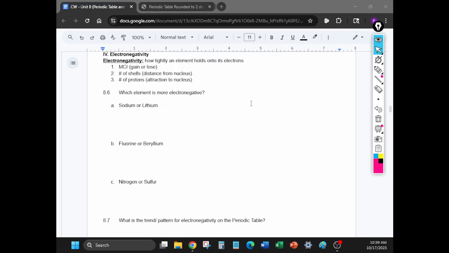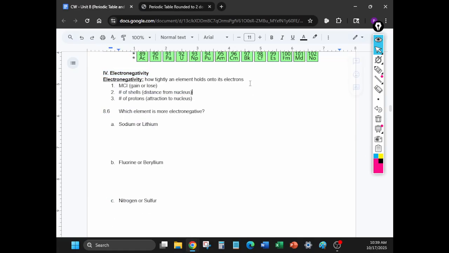We're going to get into now the first new thing for this unit, and it's something called electronegativity. Okay, electronegativity. And very simply put, electronegativity is how tightly an element holds on to its electrons. So electronegativity is a measurement of how tightly an element holds on to its electrons. So this is the first main concept for today.